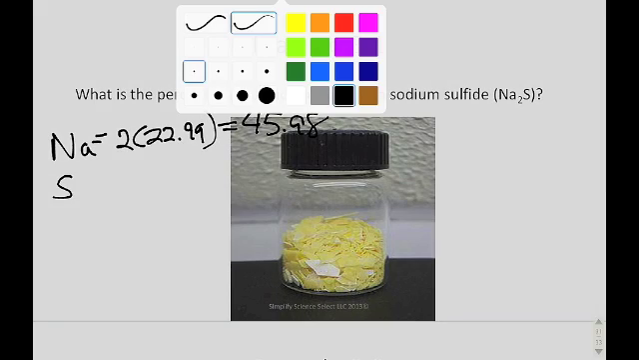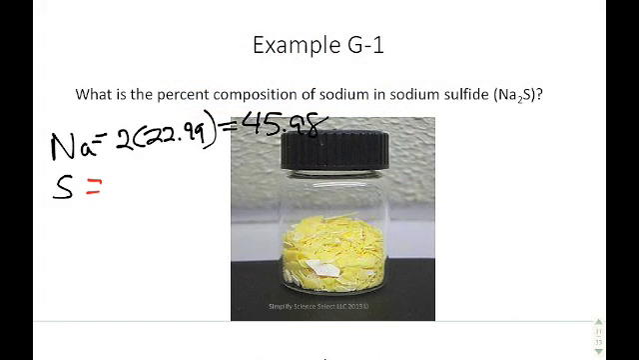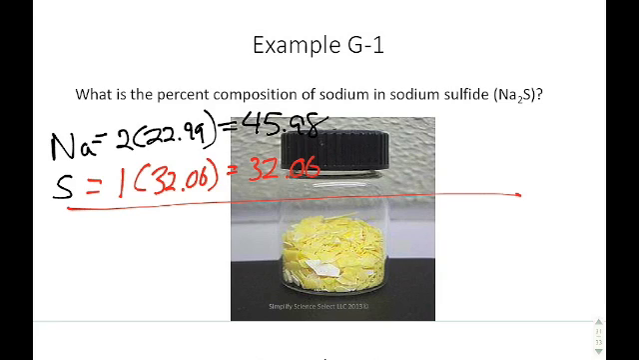I'll go ahead and switch colors so it's easier to see. And then you have sulfur. Sulfur, you have 1 of them, and it's about 32.06 per sulfur. 1 times 32.06 is still 32.06. Now I can solve for the total. All I would have to add is these 2 pieces together. Once you add those 2 pieces together, you get the total of this thing is 78.04 grams per mole.